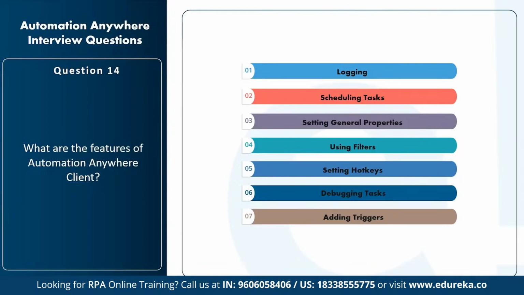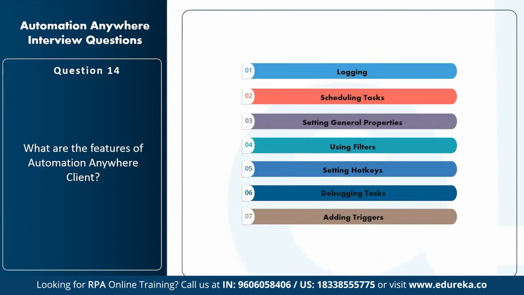Coming to setting general properties, you can view and edit the task general properties by using the general tab. Coming to the next feature, that is using filters, you can use the filters bar to manage the log tasks. Now coming to the next feature, that is setting hotkeys. One of the distinguishing benefits of automating your tasks with Automation Anywhere is the ability to launch a task with the press of a single key.